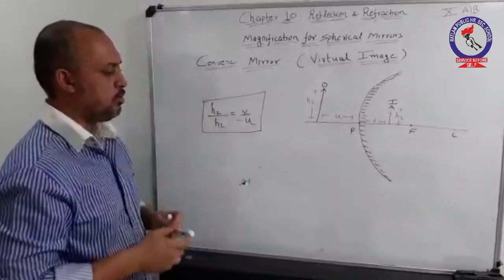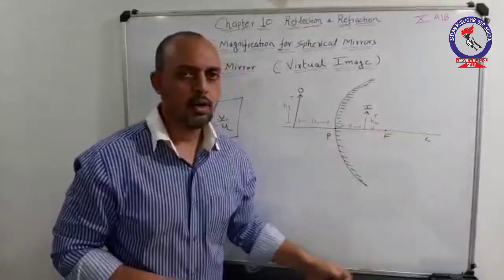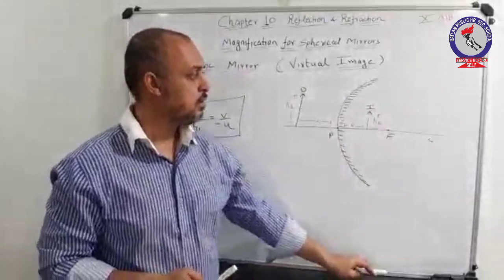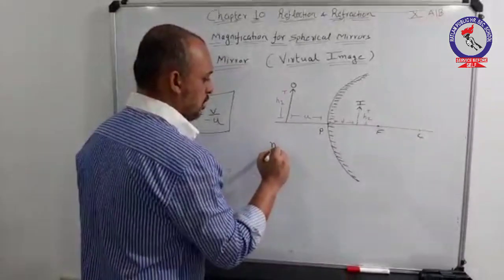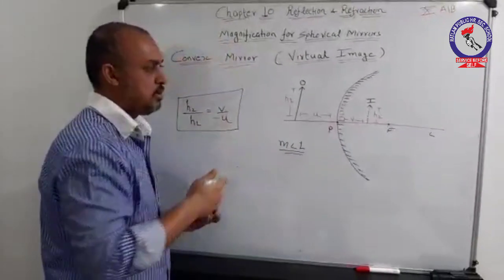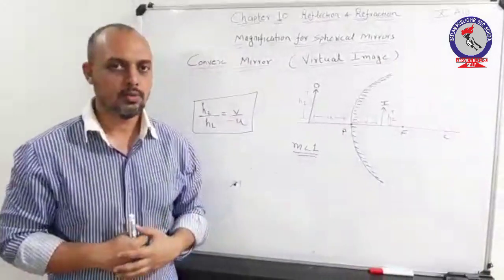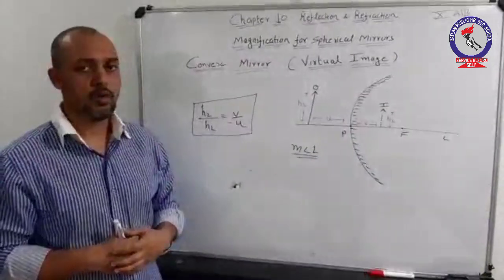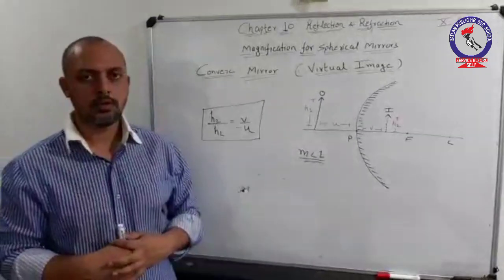Moreover, you can observe that the image formed in this case is erect as well as smaller than the size of the object. Hence, magnification in this case will be less than 1. You will experience it if you solve any numerical related to it. So I hope you have understood this concept well, the case of a convex mirror forming a virtual image.